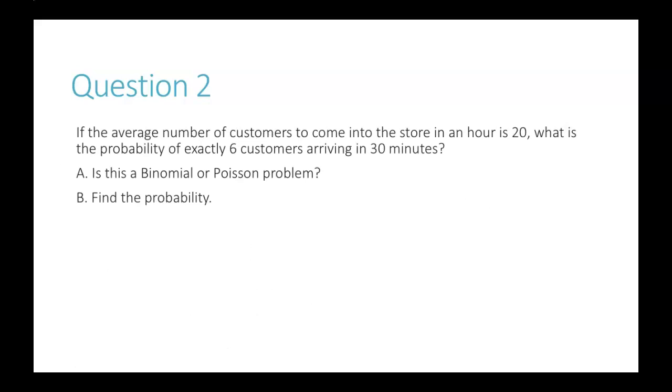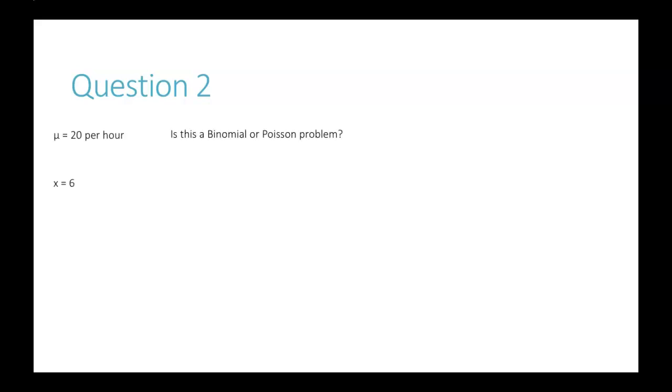So now this next part. If the average number of customers to come into the store in an hour is 20, what is the probability of exactly 6 customers arriving in 30 minutes? So we need to figure out, is this a binomial or a Poisson problem? Well, we have the information over on the left. We have our mu, which is 20 per hour, and we have our x, which is 6. Again, we could look at our formula sheet and see that the formula for Poisson distribution needs mu, x, and then e. So we have mu and we have x.